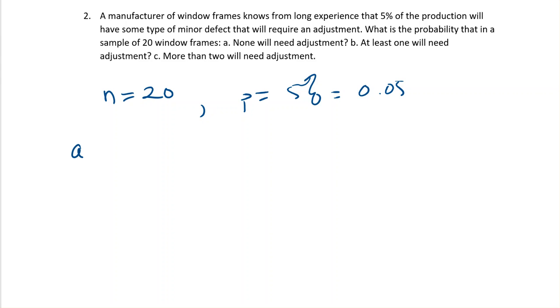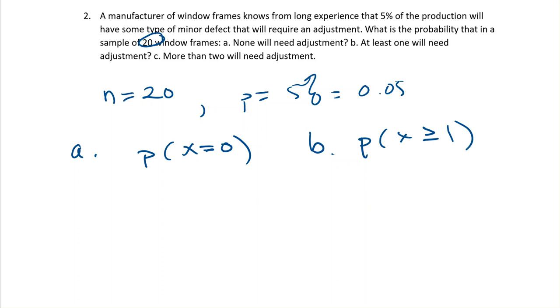So you're looking for the probability that x equals 0. And B, what you're looking for, at least one will need adjustment. So you're looking for the probability that x is greater than or equal to 1. At least 1 means the lowest number is 1, so it's 1, 2, 3, upwards until 20. Actually, the maximum is 20.